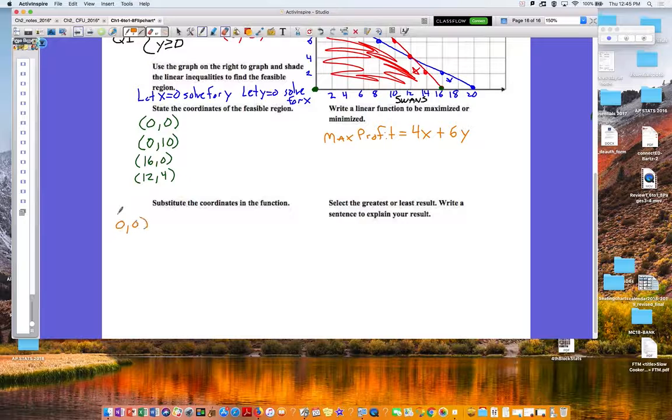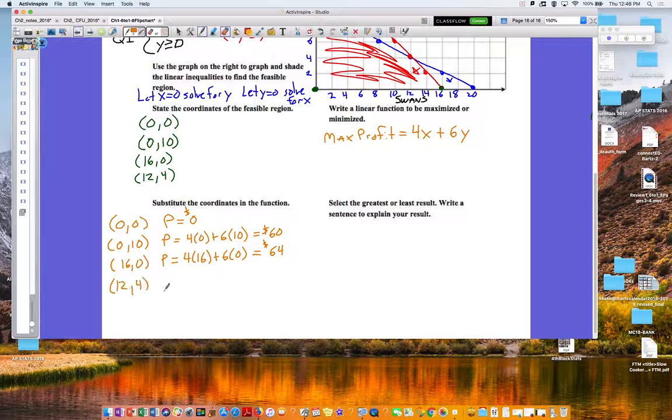If I do 0, 0, this one's the easiest. My profit is simply 0. I don't have anything to sell. For the next one, I have 4 times 0 plus 6 times 10. Ooh, that's nice. I'm going to make $60. For the next one, I have 16, 0. So that profit is 4 times 16 plus 6 times 0. Well, 4 times 16 is 64. Anything times 0 is 0.